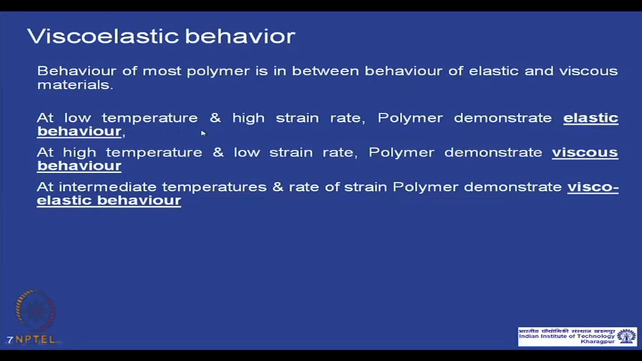At low temperature and high strain rate, polymers demonstrate elastic behavior, as we have seen earlier in our stress strain discussion, that at low temperature a polymer becomes brittle and does not elongate much. Similarly at a high strain rate also. At high temperature and low strain rate, polymers demonstrate viscous behavior, and at an intermediate temperature and rate of strain, polymers demonstrate viscoelastic behavior.